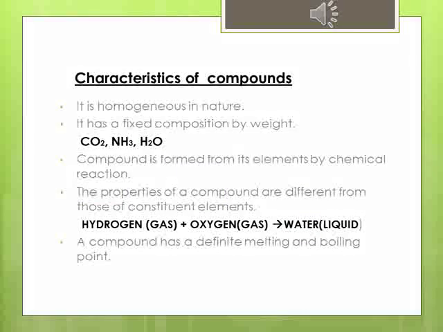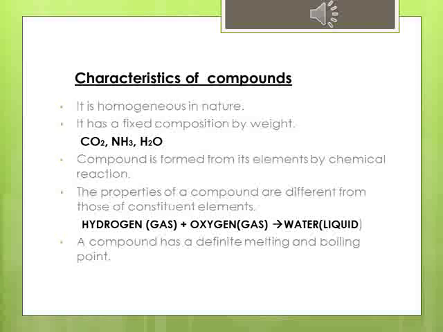Coming to the characteristics of compounds. Number one, it is homogeneous in nature. That means it is uniform throughout. So if you take a glass full of water, water is H2O. So this H2O is present throughout the volume of the glass. Whether you take water from the topmost portion of the glass or from the bottom or from the central portion of the glass, you will find only H2O, that is hydrogen and oxygen, which makes up water. So we call it homogeneous. It has a fixed composition by weight.